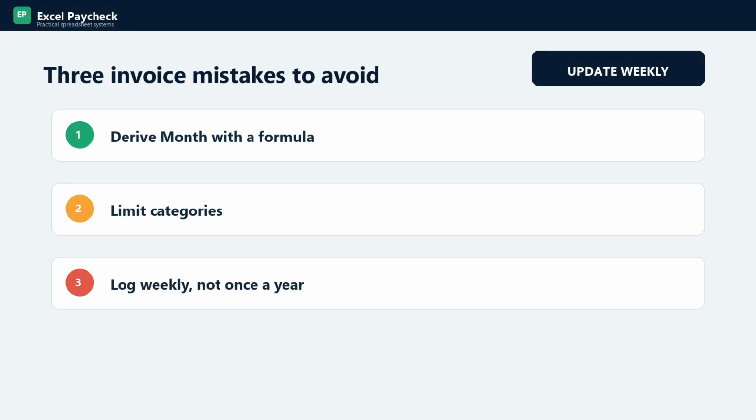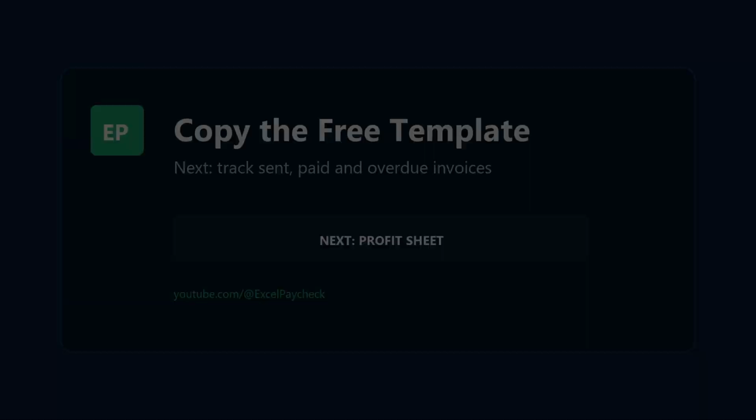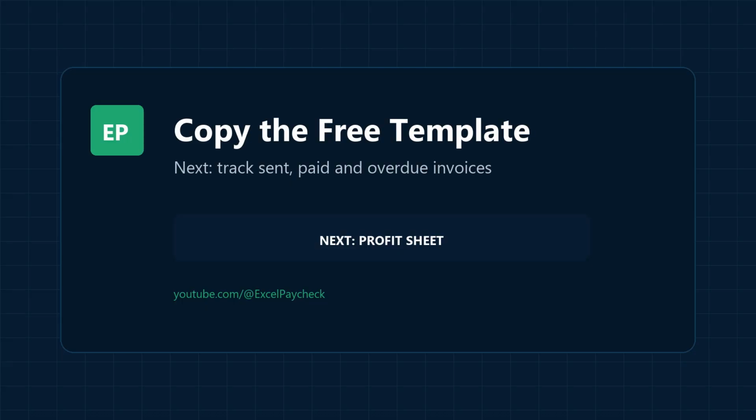Do not type month names by hand when a formula can derive them. Do not create 20 overlapping categories. Do not wait until tax week to paste a year of bank lines in one night. Weekly updates stay accurate. You now have a practical expense log with categories and monthly totals.